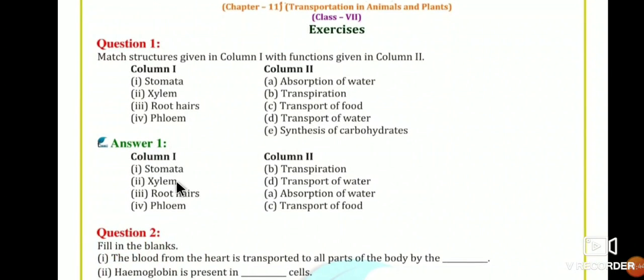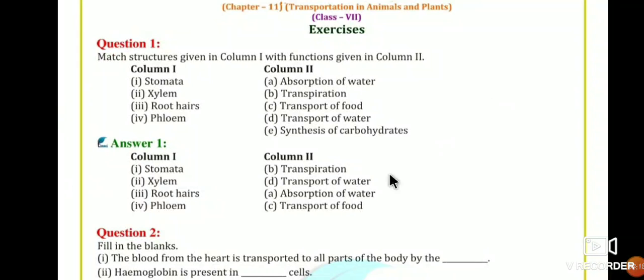First one, that is stomata. In stomata, transpiration of water takes place. Next, xylem. Xylem is a water conducting tissue. We call it the water conducting tissue. W X: W means water, X means xylem. So you should memorize it like that. W, after W comes X. So xylem is involved in the transport of water.